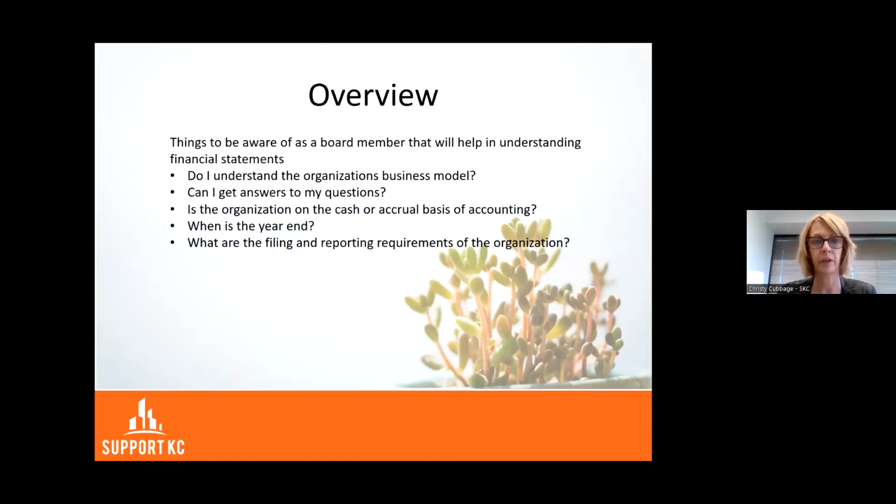statements. So we're going to walk through some slides before we even look at financial numbers to kind of prep you for an overview.